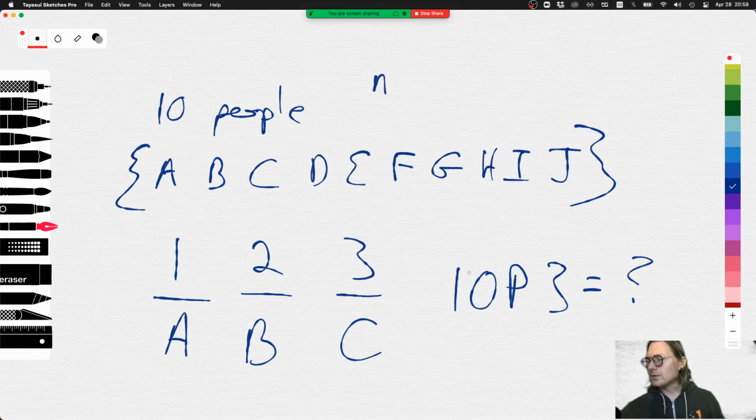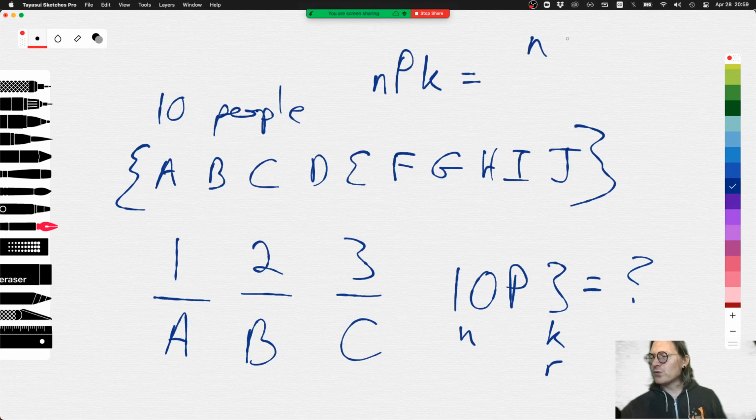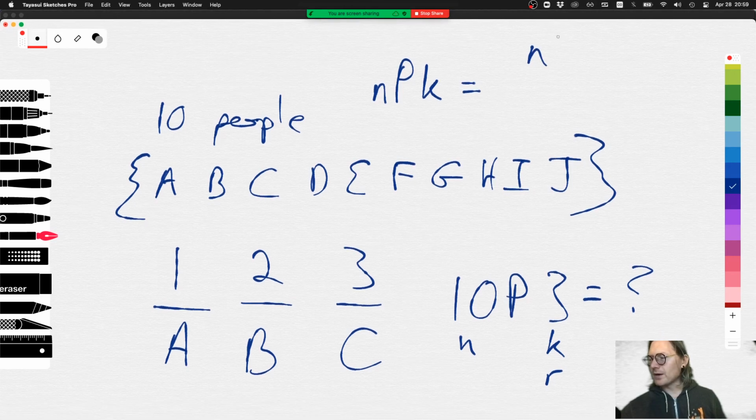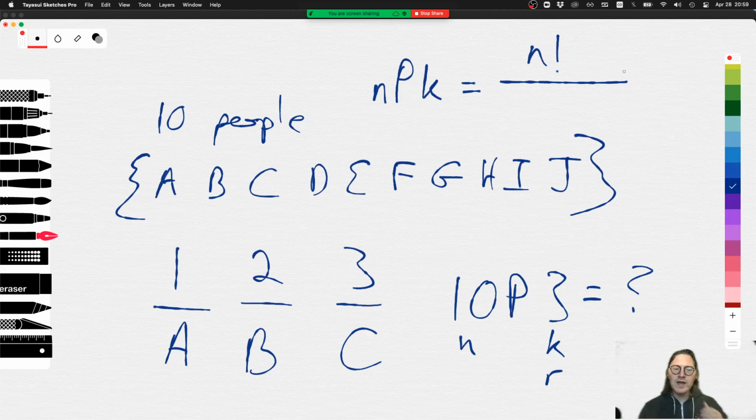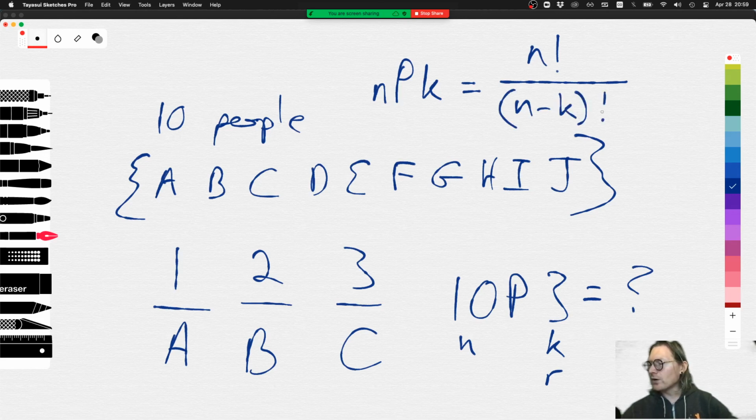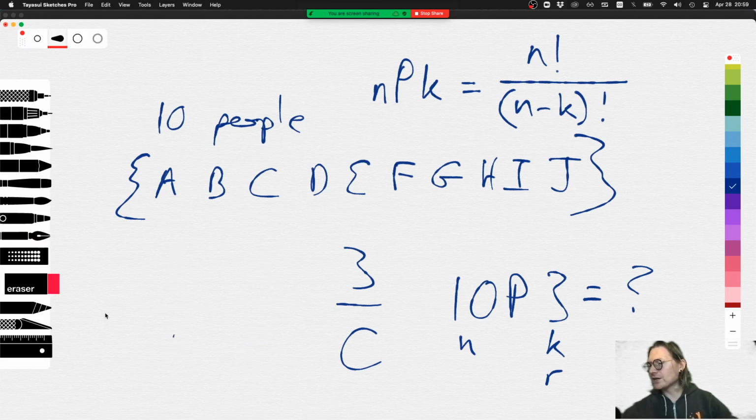So n, 10 is n here, and 3 is k. Sometimes people refer to this as r. So n permute k is going to be related to the factorial. But we need to reduce the space. There aren't as many ways to arrange a selection of 3 as there is all 10 of them. And so what we do is we say n factorial over n minus k factorial. And what this looks like, it's pretty easy to calculate this, actually.